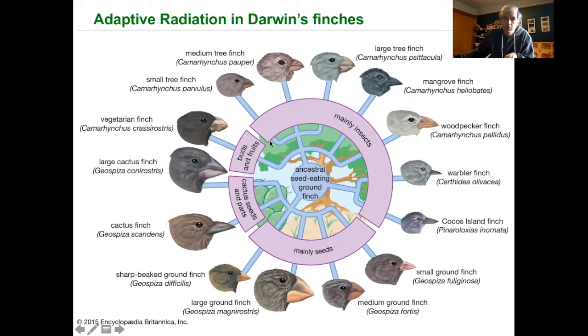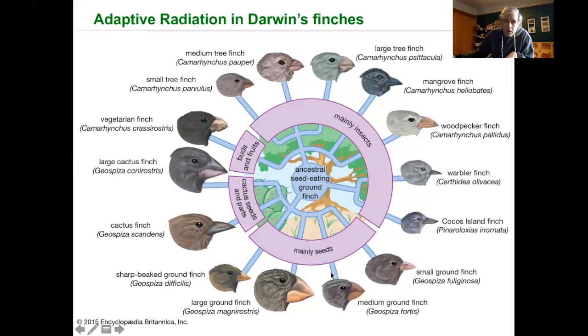It's evolved into these groups that all eat mainly insects, including the medium tree finch, the large tree finch, the mangrove finch, the woodpecker finch, the warbler finch, the Cocos Islands finch. So it's no longer eating seeds, it's now eating insects. Some of these still mainly eat seeds, including the large ground finch and the medium ground finch. Some of them, the most astonishing, are those that go for cactus seeds and parts. We've also got one species that goes exclusively for buds and fruits, and doesn't go for seeds or insects.